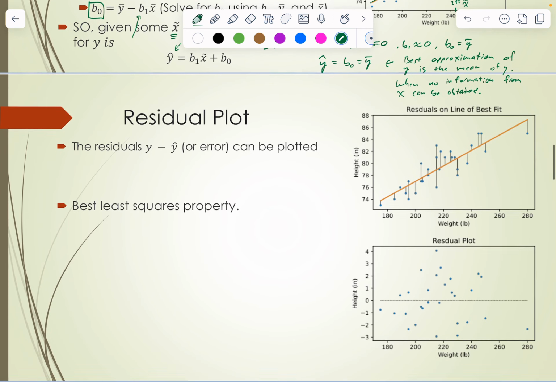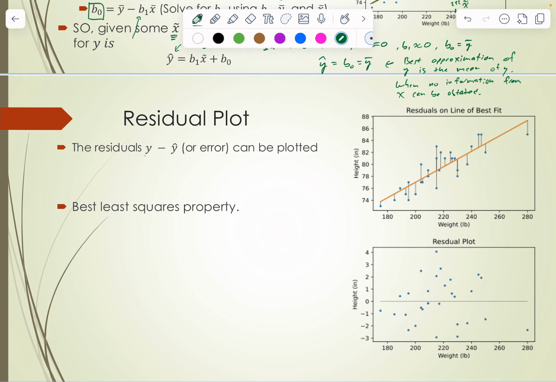Now, there's something called the residual plot. Those are the errors. For all of the data, we have a y, and we also have a predicted value, which is the value on the line of best fit. So for instance, let's take this data point. That's an actual data point, and it differs from the prediction, which is down here on the line of best fit. This difference is the error of our prediction.